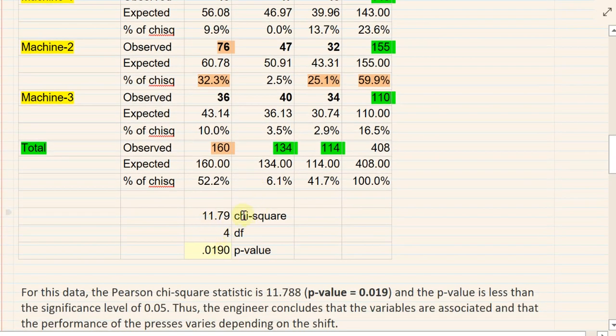Okay, and then of course, this is the value of chi-square. This is like your z-score, your t-score that you get. Okay, your test statistic. We've seen those before. This is a chi-square statistic. Again, all you need to worry about is the p-value. If the p-value is small, we're going to reject the null. So remember, the p-value here is 0.019, and the alpha level, the significance level, was 0.05.